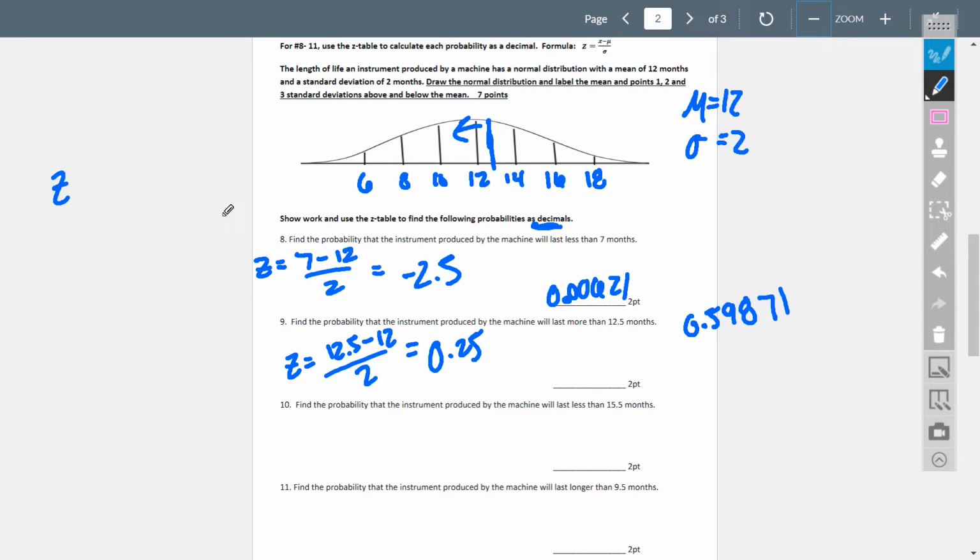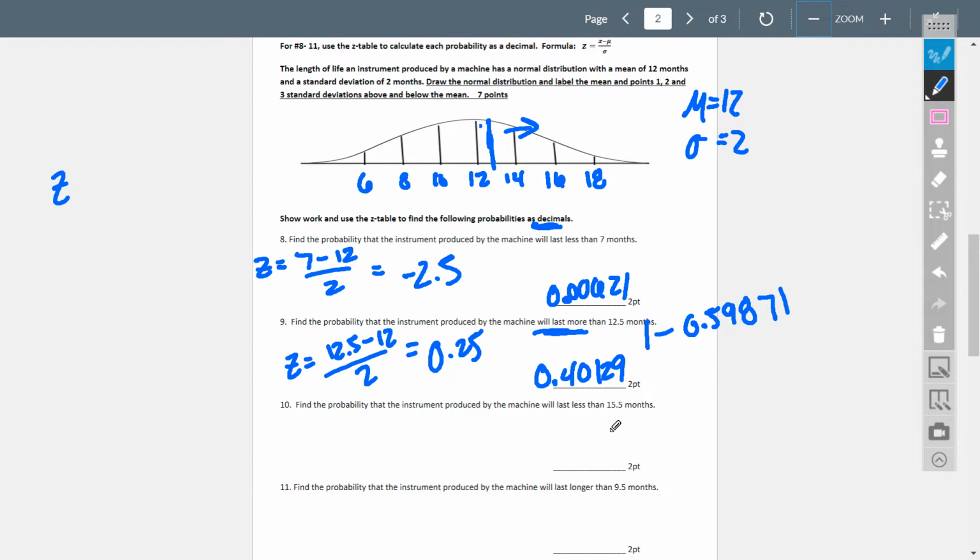Okay, 59.8% to the left of this. But the question wants more than 12.5 months. So we actually have to get the other side, which means we have to subtract this from the total, which is 1. So we have to subtract that from 1. 1 minus 0.59871. So there is about a 40% chance that this will last more than 12.5 months, 0.40129.